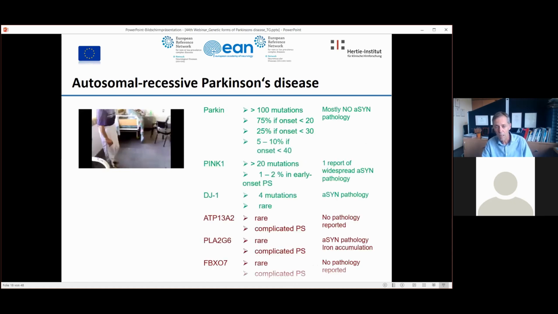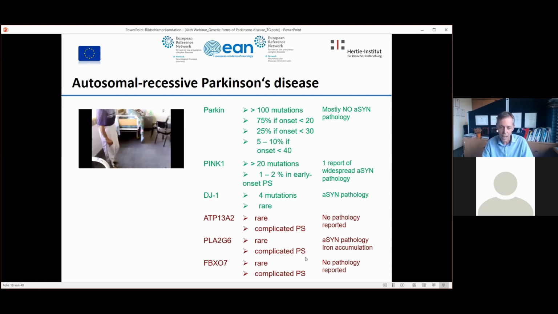In the meantime, we have found a large number of recessive Parkinson's disease genes that cause slightly different forms of the disease. The green ones here are the ones that cause relatively pure Parkinsonism. Early onset Parkinsonism, no or little cognitive impairment, early dyskinesias. That's a typical clinical picture of a recessive Parkinson's disease. Onset mostly 30 or even younger.